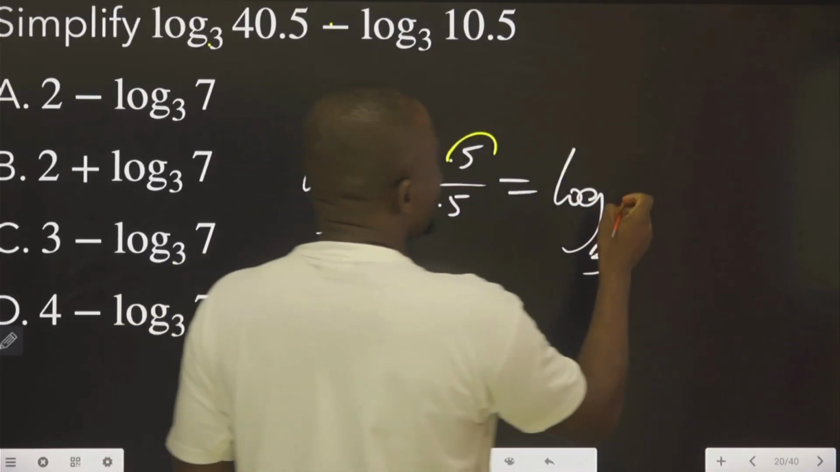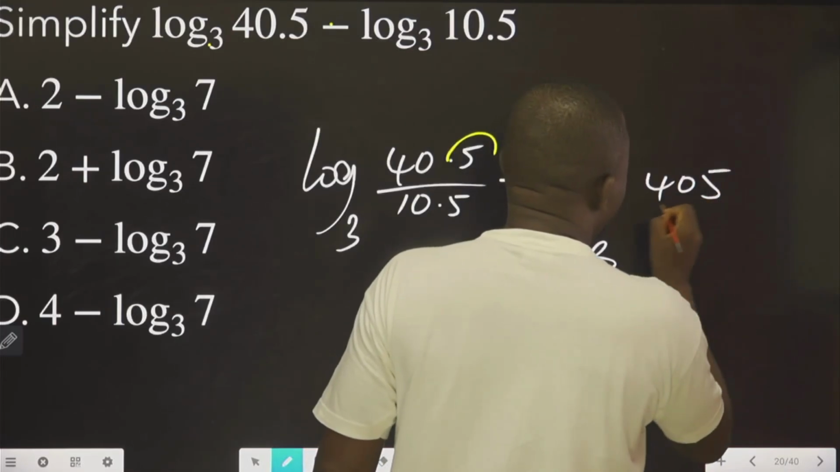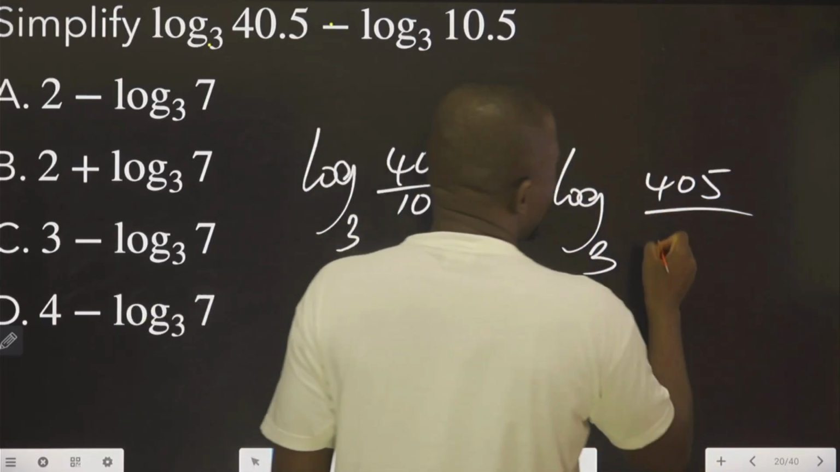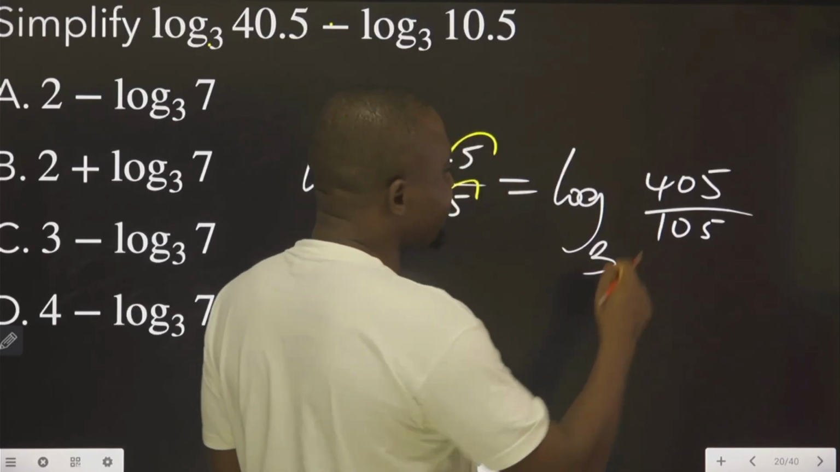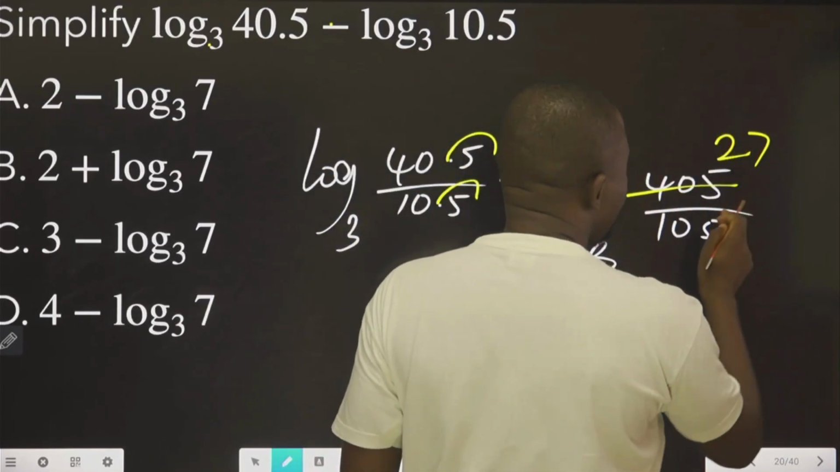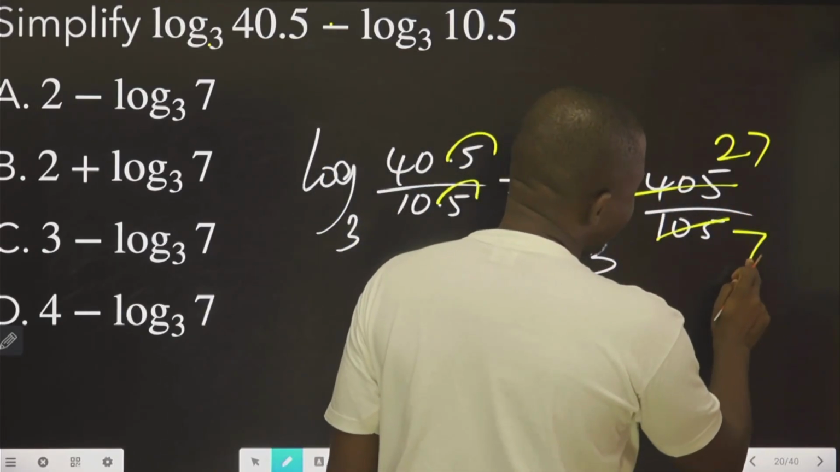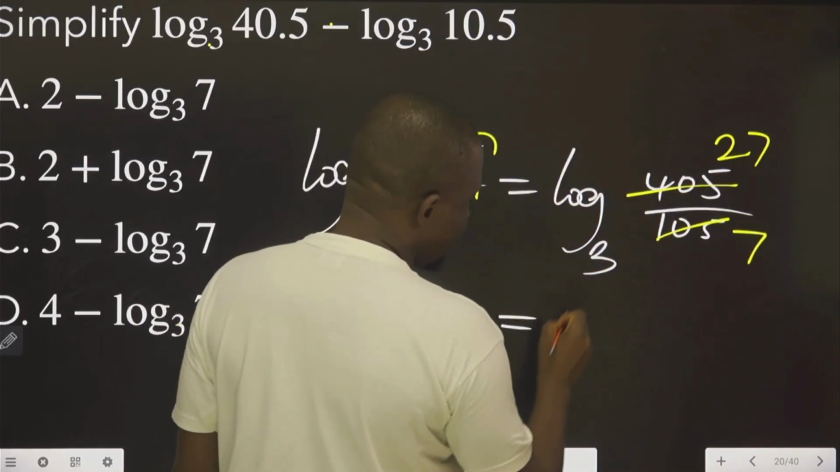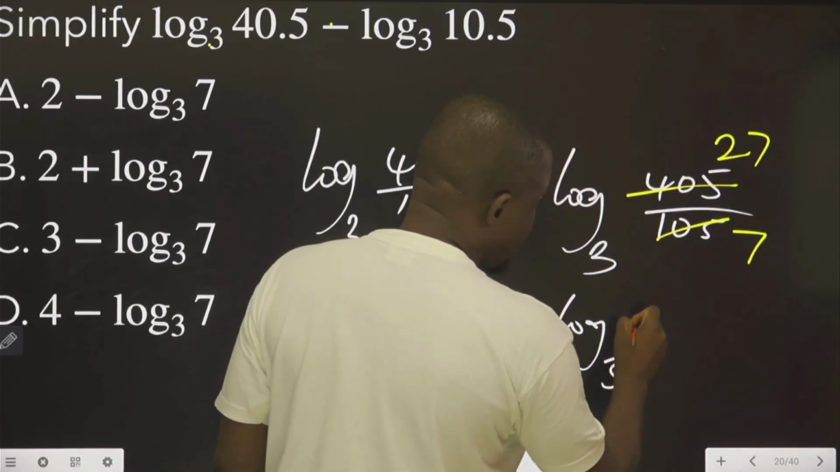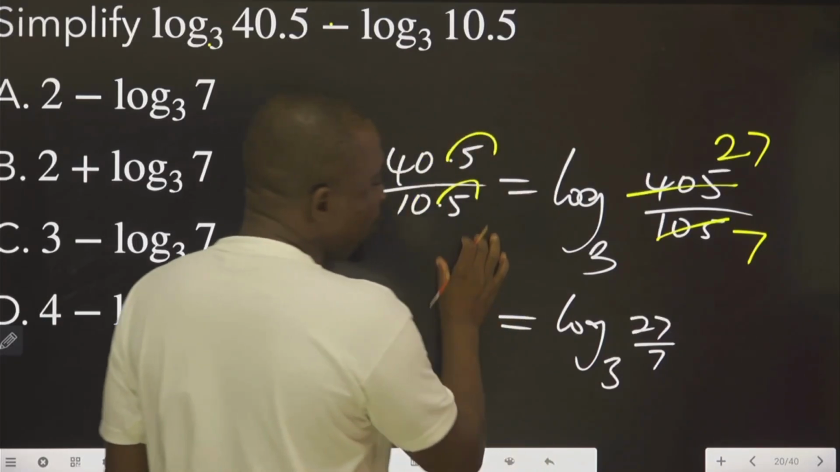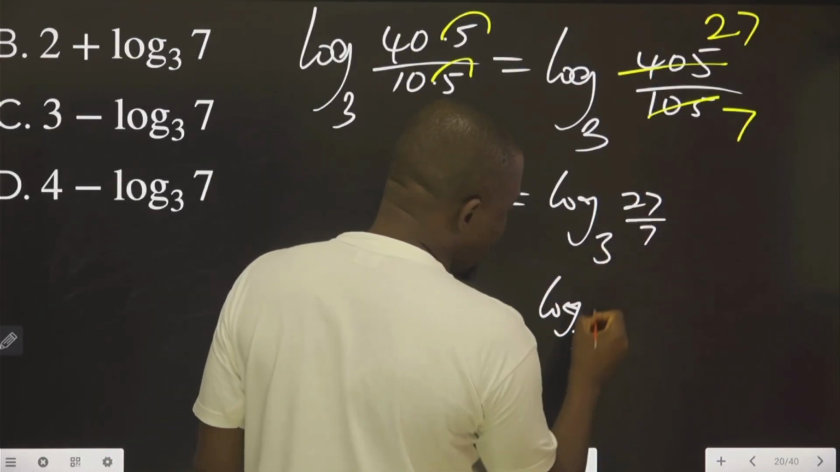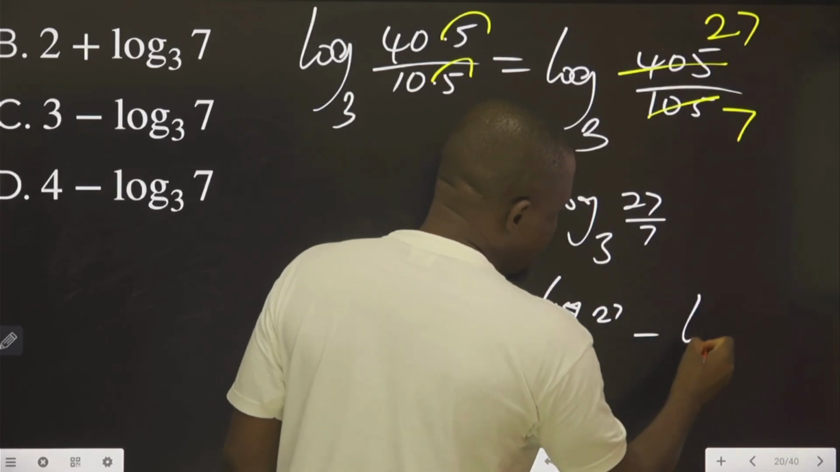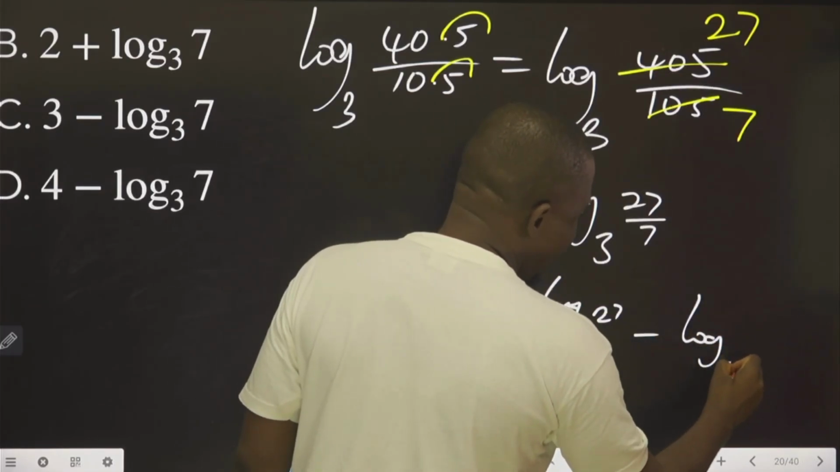You move this here, you have 405 over. You move this here. What can we use to divide this? We can use 15. 15 here will give us 27. 15 here will give us 7. That is to say, now we can separate them again. Why are you separating them? Because I saw 27 here. That will help me.